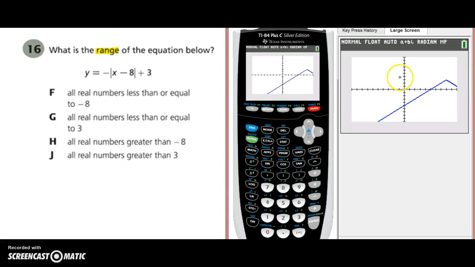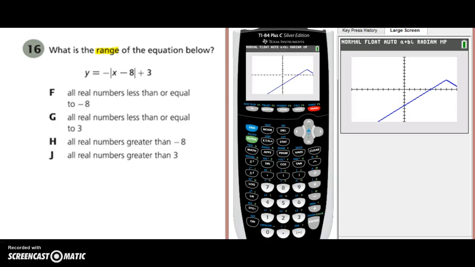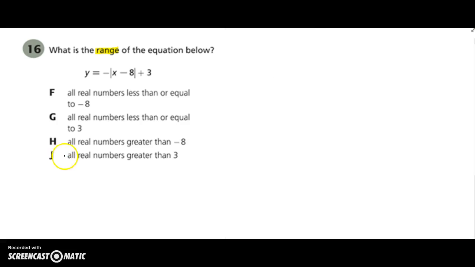Range is looking at the y range. You see, anything here, anything below here will be your range. So the answer should be all real numbers less than or equal to 3.